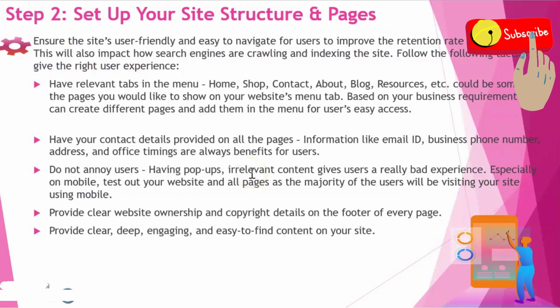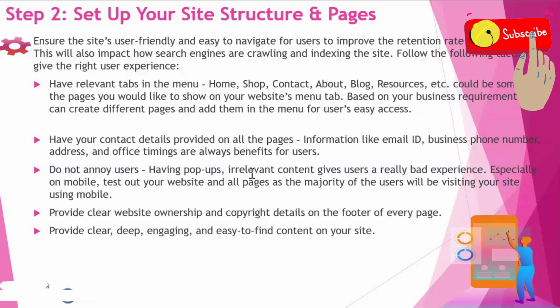In the second step, you can set up your site structure and pages. Ensure that the site is user-friendly. Their URL must be user-friendly. For example, if you have a URL like sbcard.com slash personal, it directly shows that on the sbcard.com website there is a section that is personal. Your site's URL must be user-friendly and easy to navigate for users to improve the retention rate of the users. This will also impact how search engines are crawling and indexing the site.